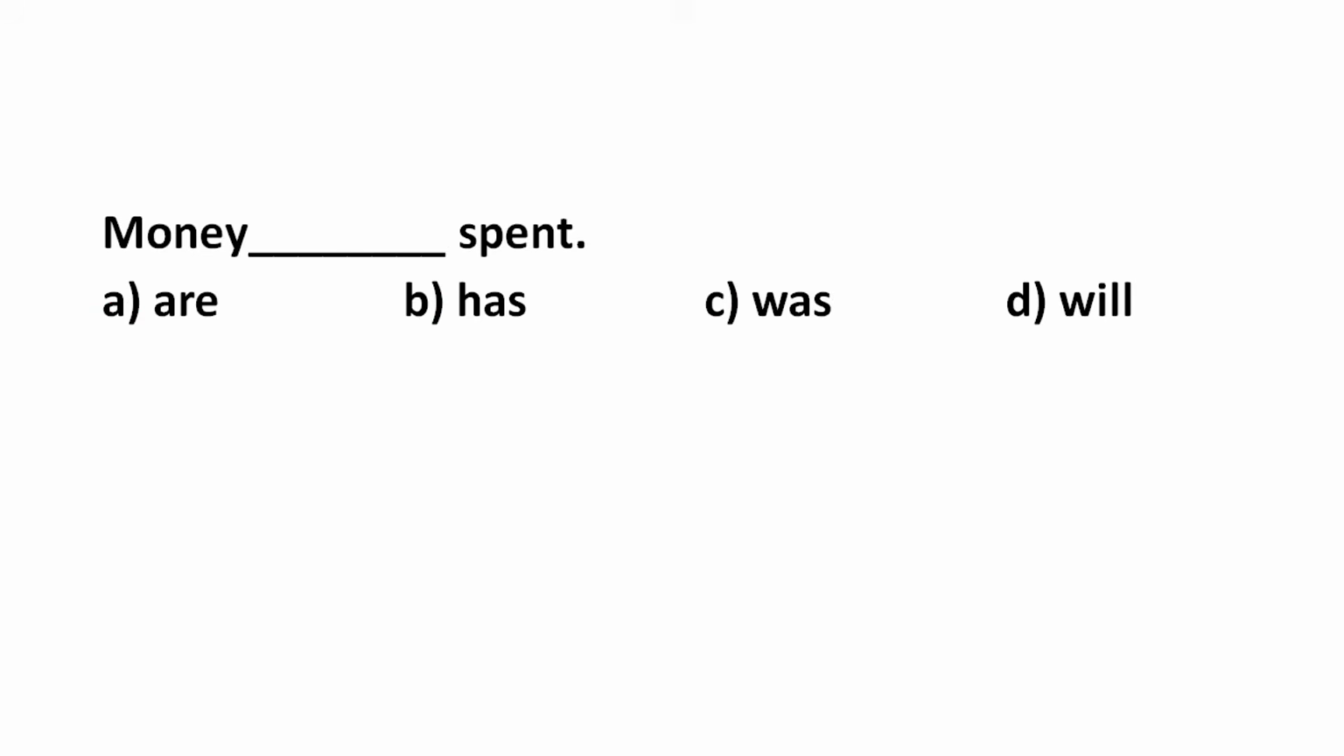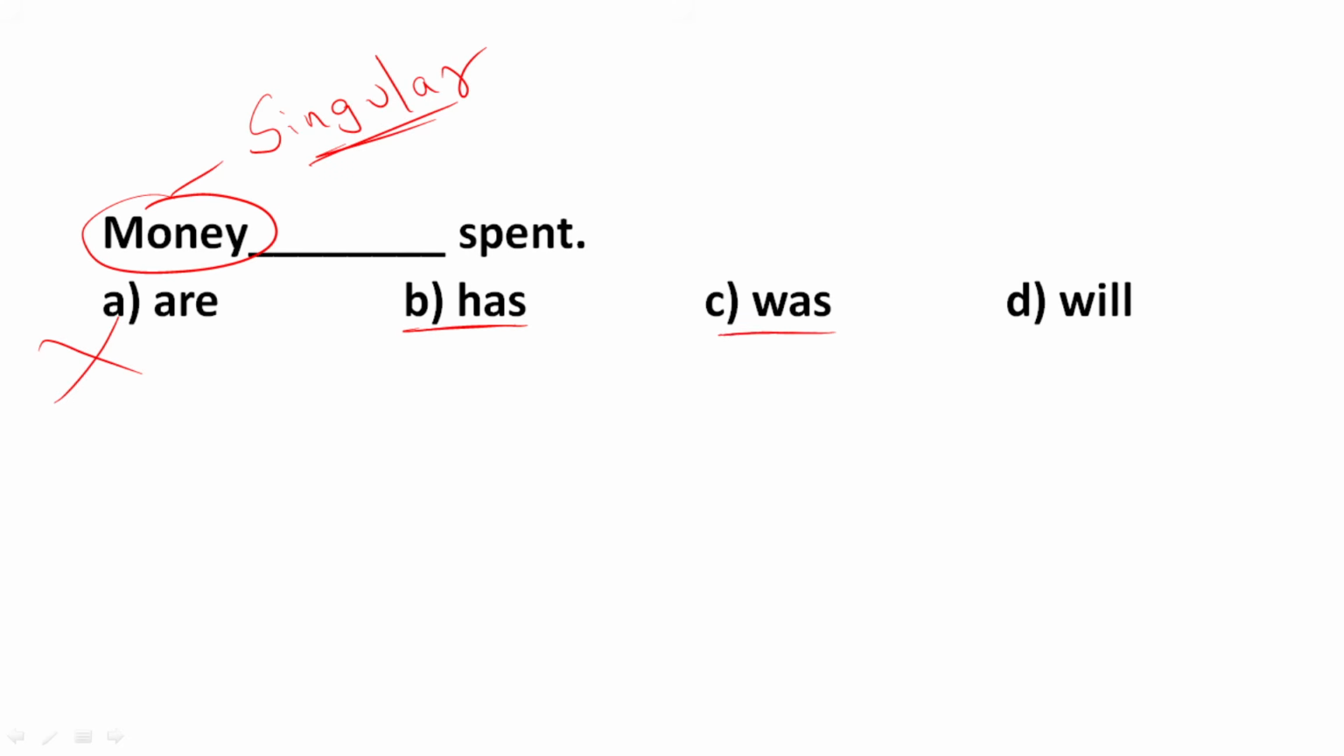Now it's a very interesting question. Let me see whether you can try this answer and get it right. Be very careful. Money dash spent. Always remember money is singular. So R cannot be used. Now, can I use has? Can I use was? Can I use will?